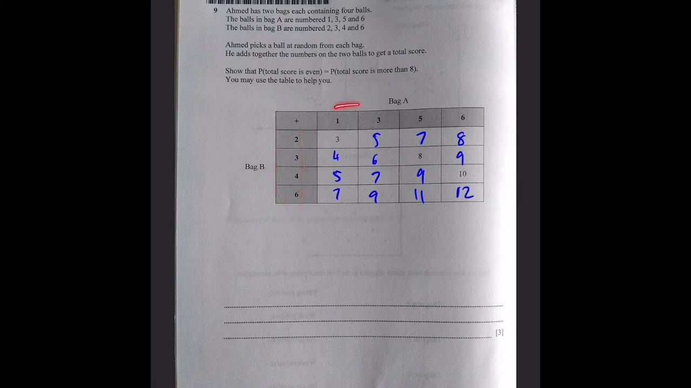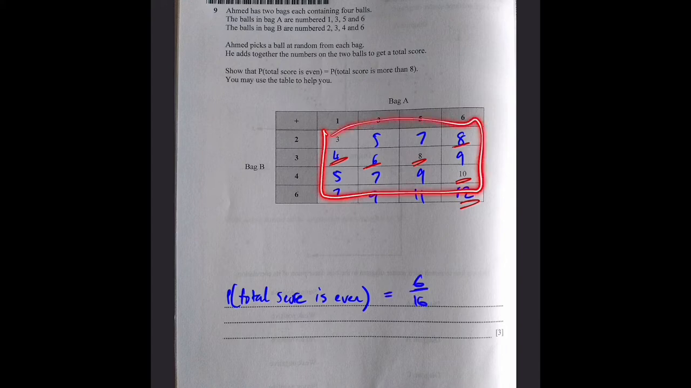Show that the probability of an even score equals the probability of getting more than 8. How many evens do we have here? 1, 2, 3, 4, 5, and 6. So it's 6 over 16 because we have 16 outcomes. So the probability of even is 3 over 8.